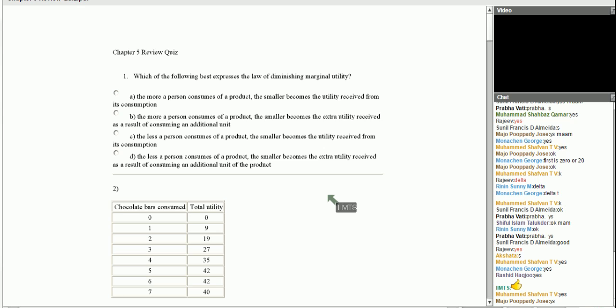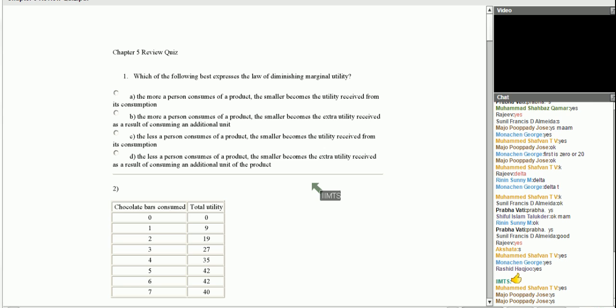Alright, so now you can see there are certain questions and they have options. You have to choose the right one. So let us start with the first one. Which of the following best expresses the law of diminishing marginal utility? You have to tell that. You read everybody and then write your answers in the chat box.